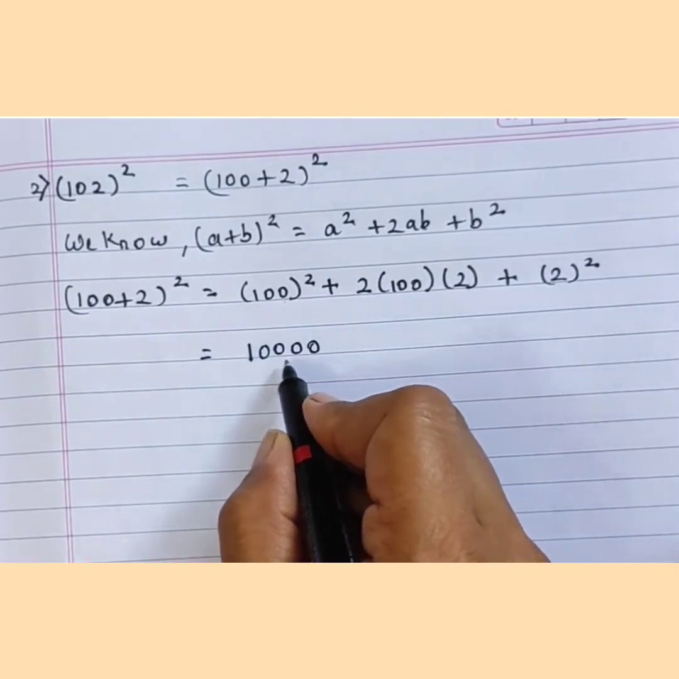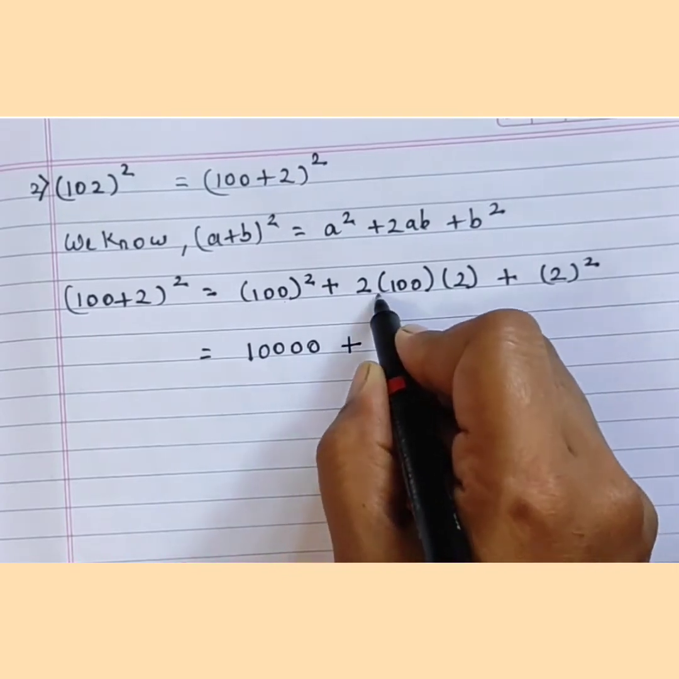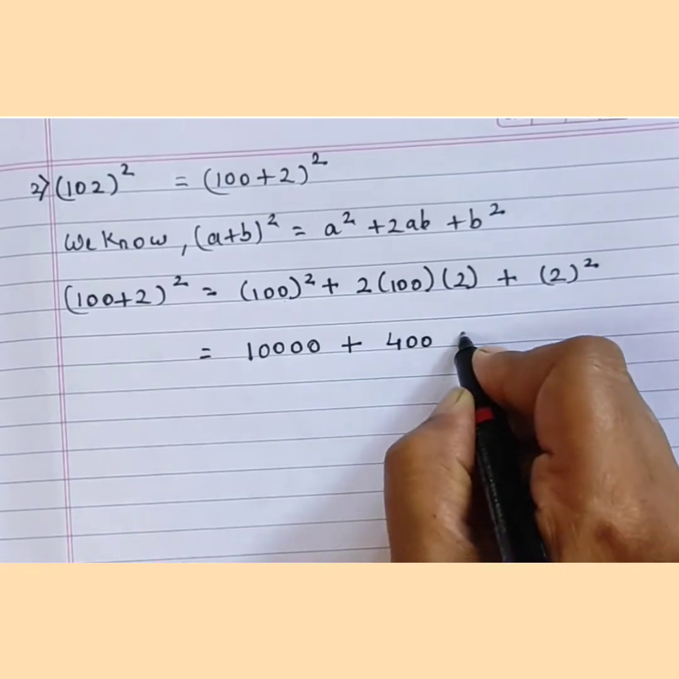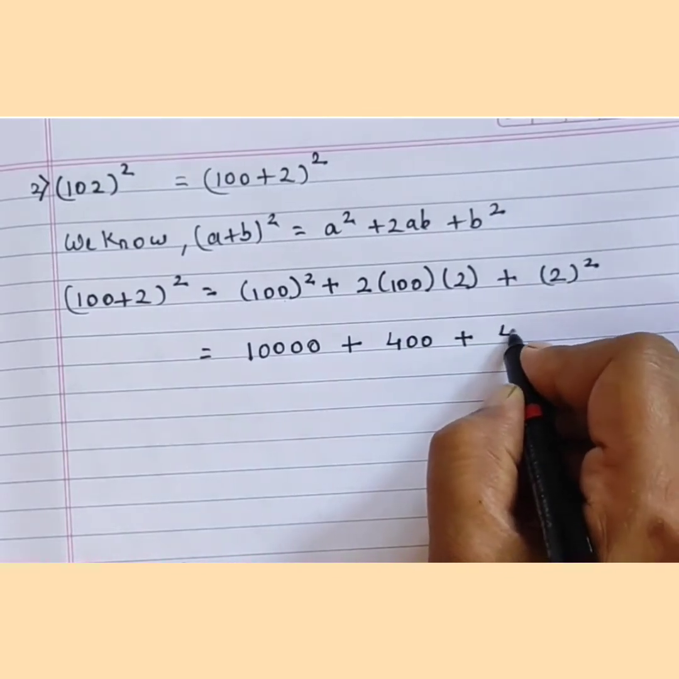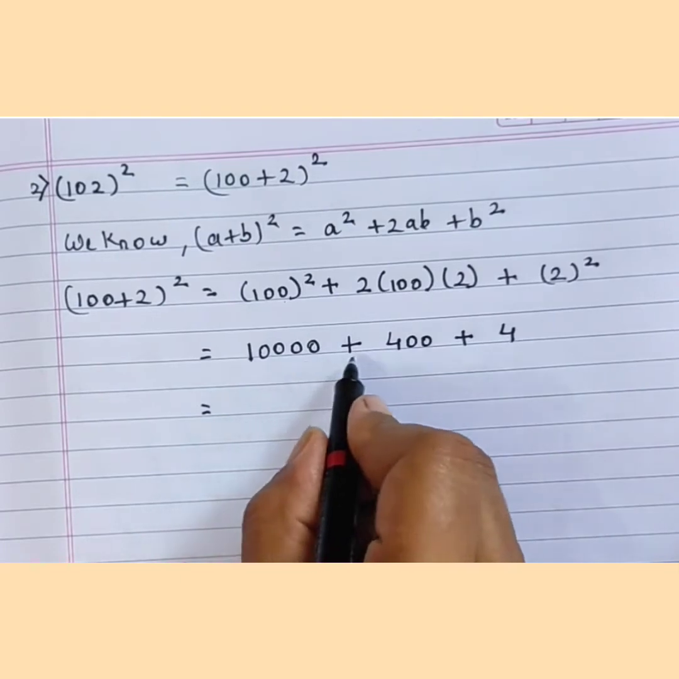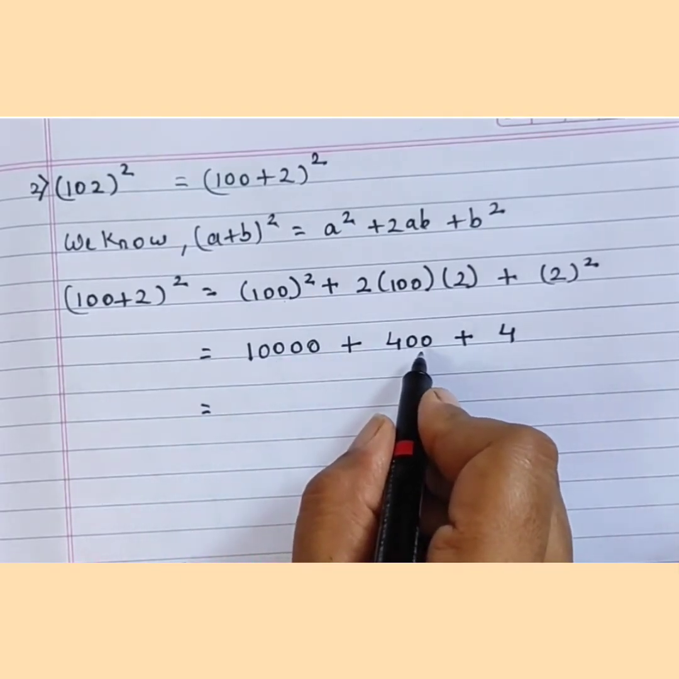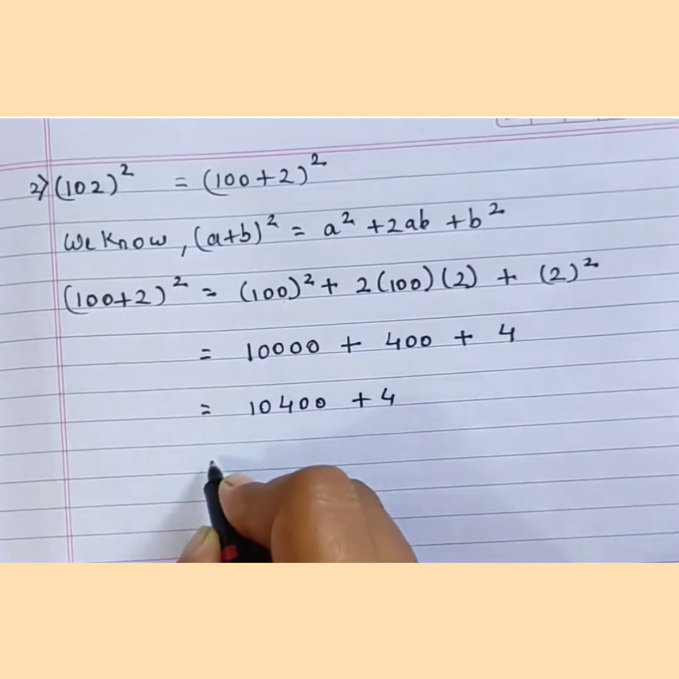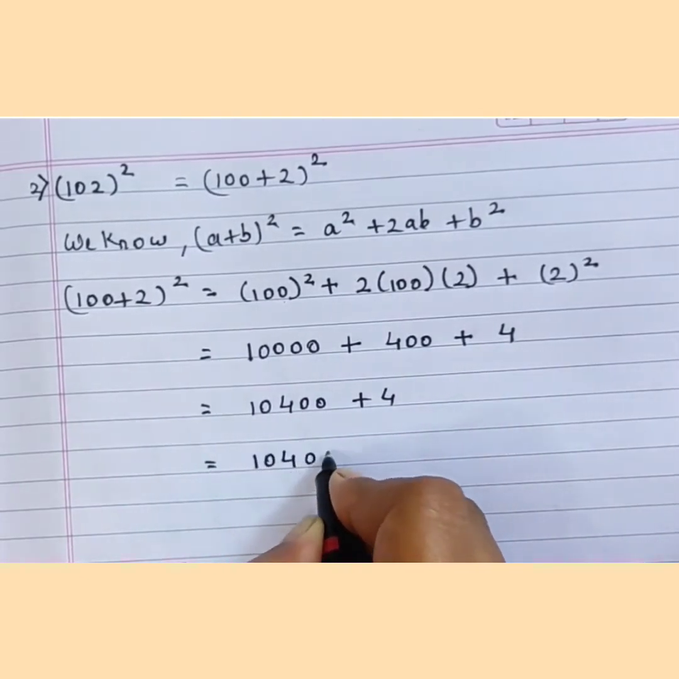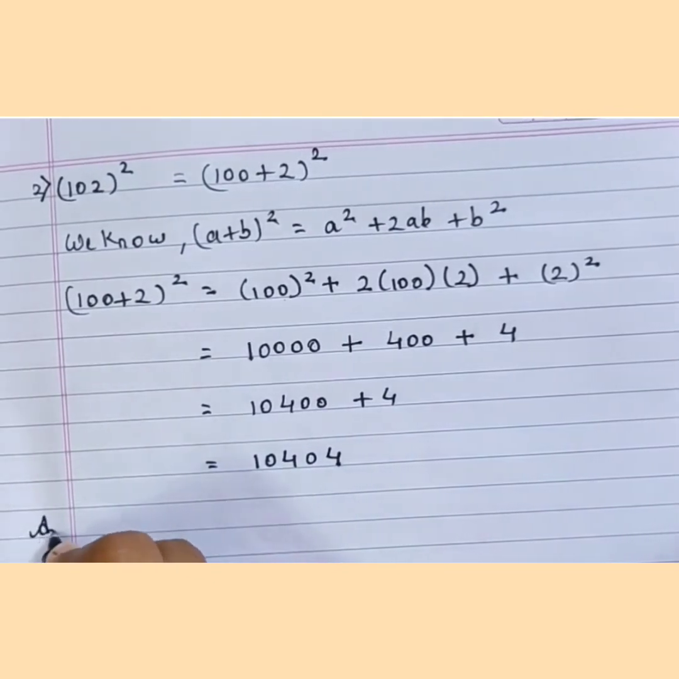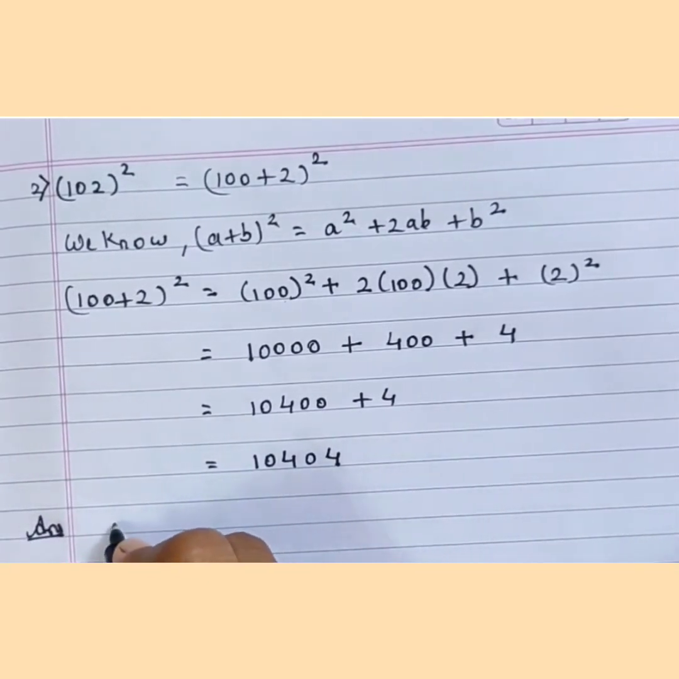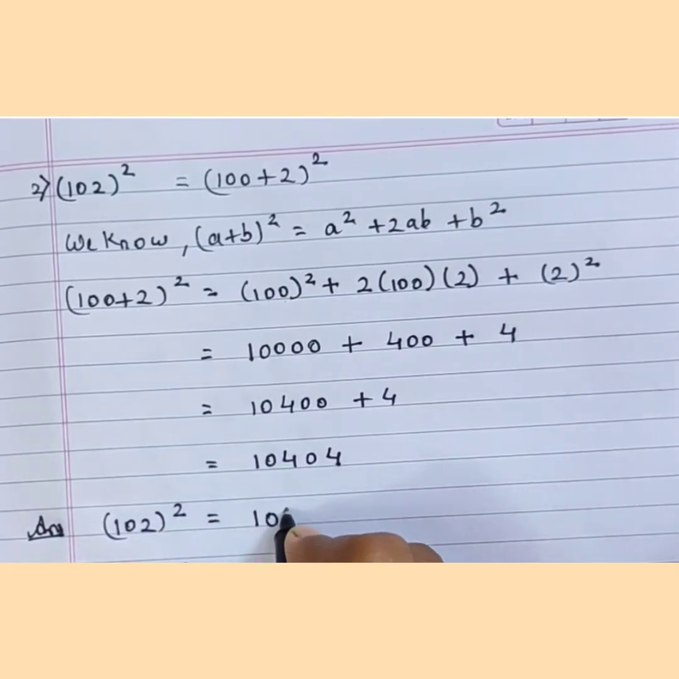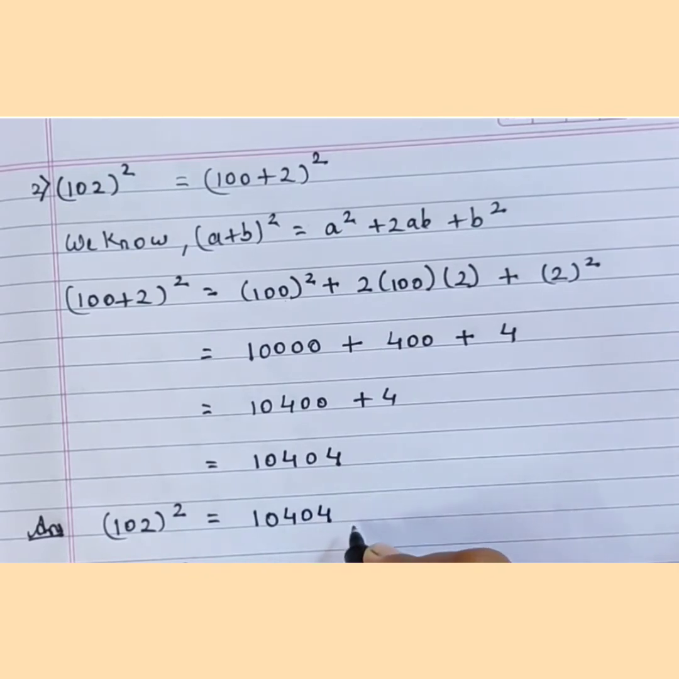So this becomes 10,000 plus 2 into 100, 200 into 2, that becomes 400 plus 2 2s are 4. Now when you add this 10,000 plus 400, that will give you 10,400 plus 4, which is 10,404. So our final answer for 102 the whole square, we got the value as 10,404.